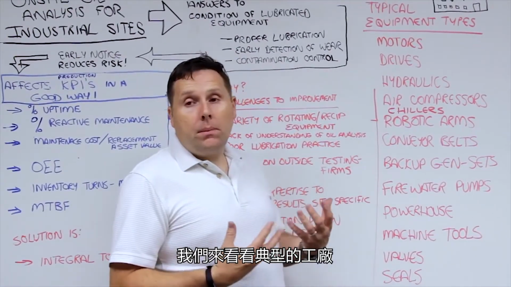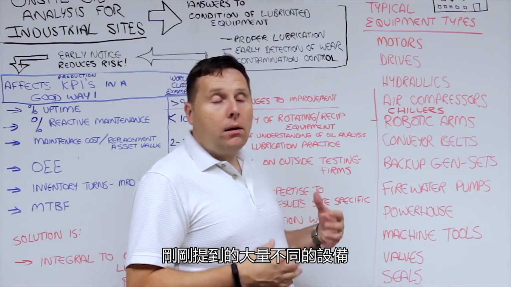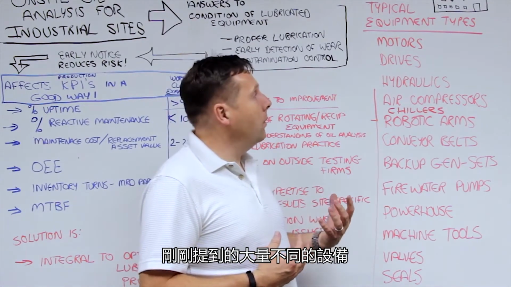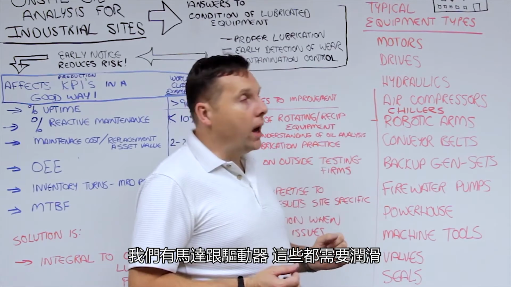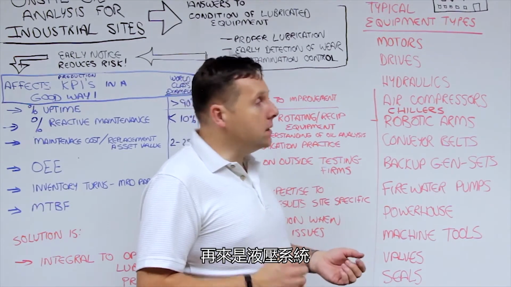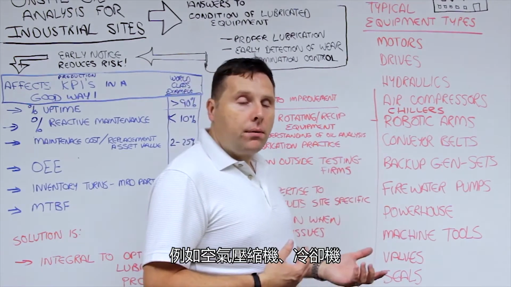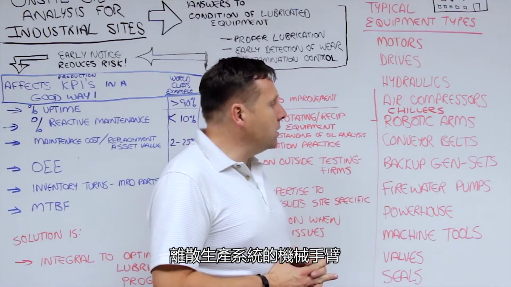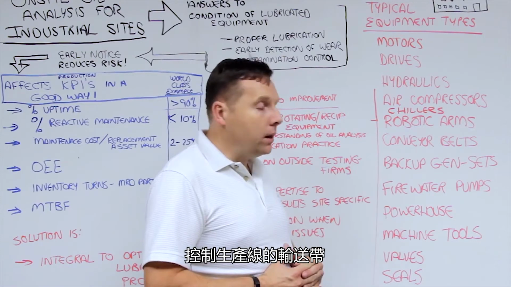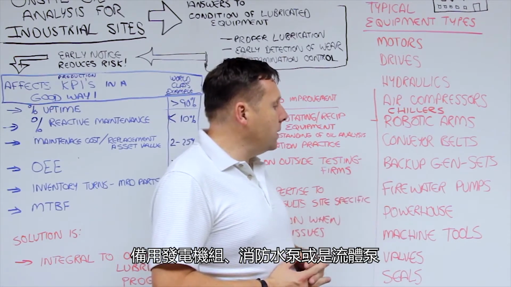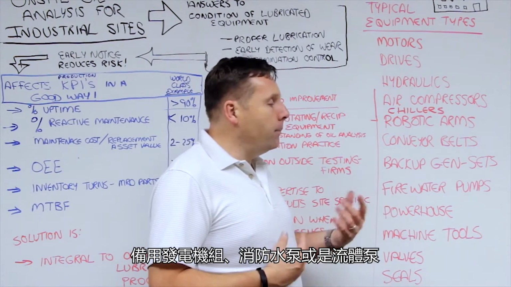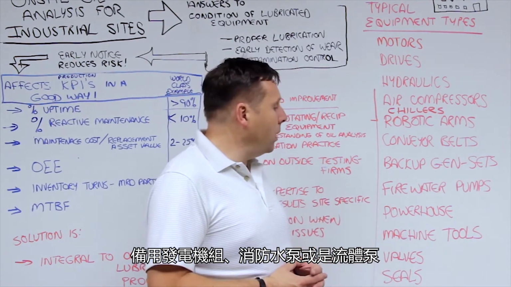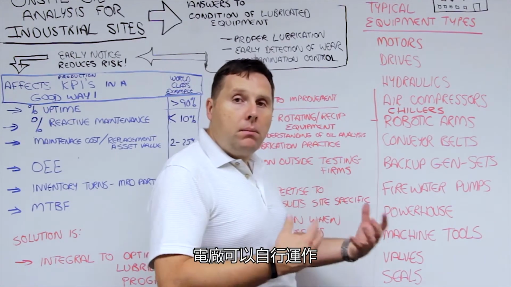What we're looking for in typical industrial sites, as I said earlier, is such a diversity of equipment. We can have motors and drives that are oil lubricated, hydraulic systems, air compressor systems, chillers, robotic arms on discrete manufacturing systems, conveyor belts for process line control, backup gen sets, fire water pumps, as well as process fluid pumps. The powerhouse can be all on its own.